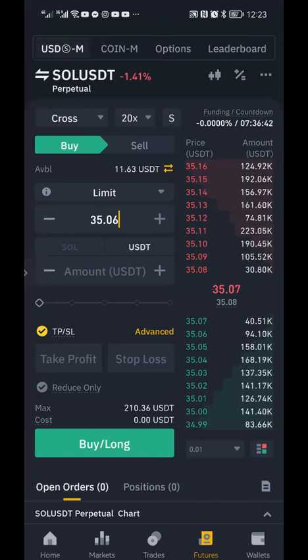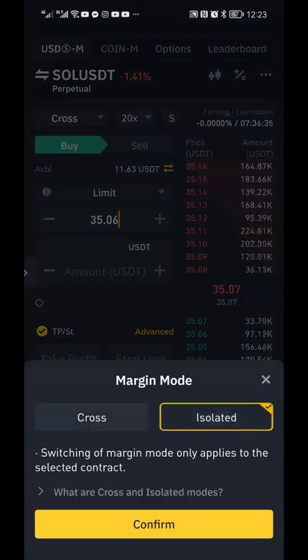So now we have selected the asset, which means that once you are going to make your decision, you must always select what? The asset, and work on that asset. All right, so we now select our margin. I selected isolated, confirmed.